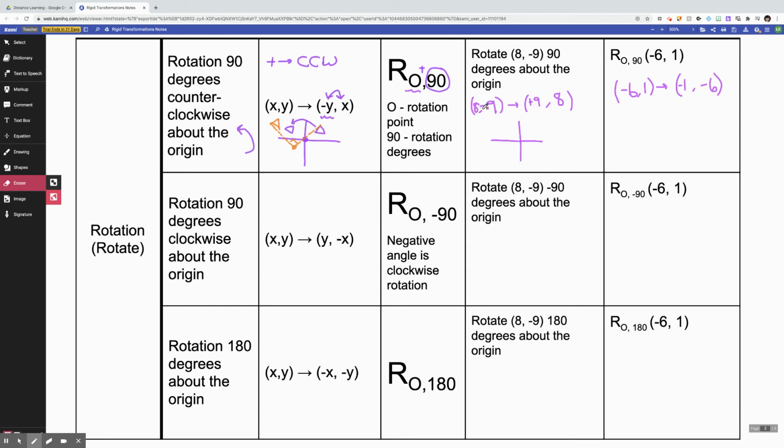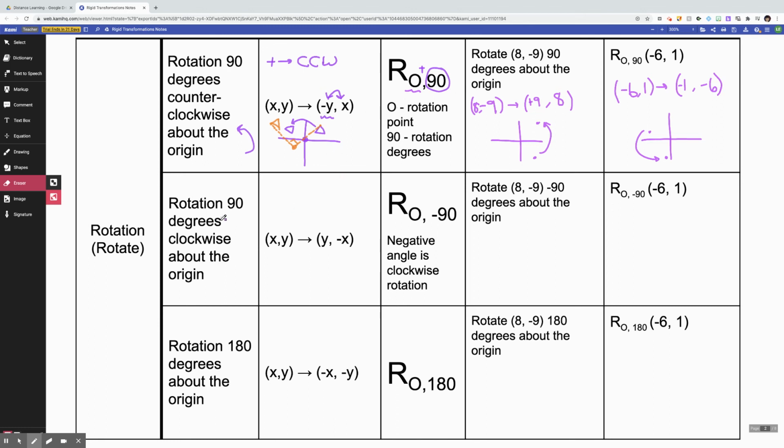So the original point, (8, -9), is way down here in quadrant 4, and the new point, (9, 8), is up here in quadrant 1. So that's your 90-degree counterclockwise rotation. Same thing for this one, right? The original point, (-6, 1), is right here, and the new point, (-1, -6), is down here. Taking this and rotating that point 90 degrees counterclockwise, okay?